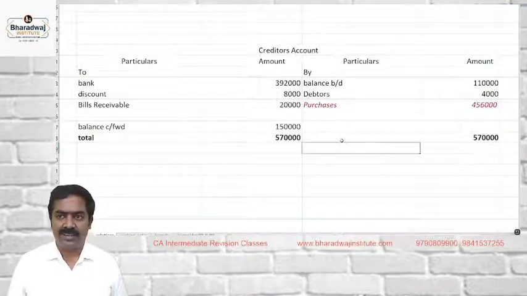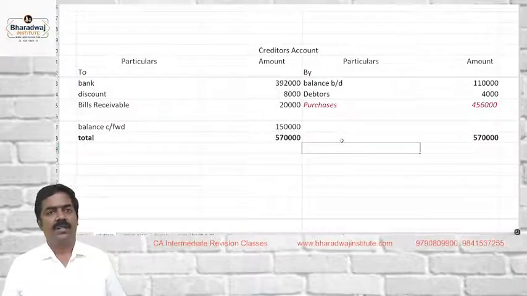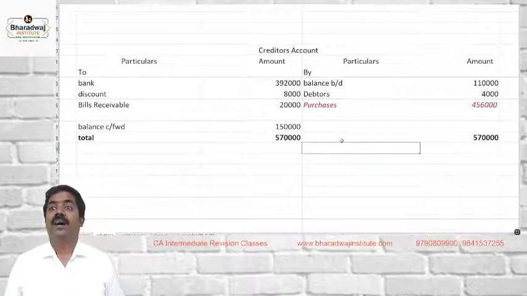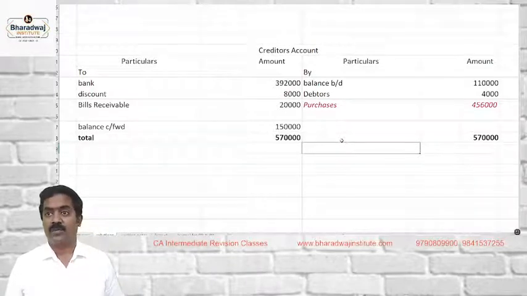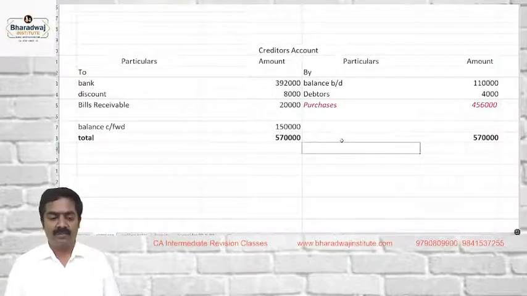Cost of goods sold. But be careful, there are some goods taken for advertisement purpose. So first, let us take creditors account.